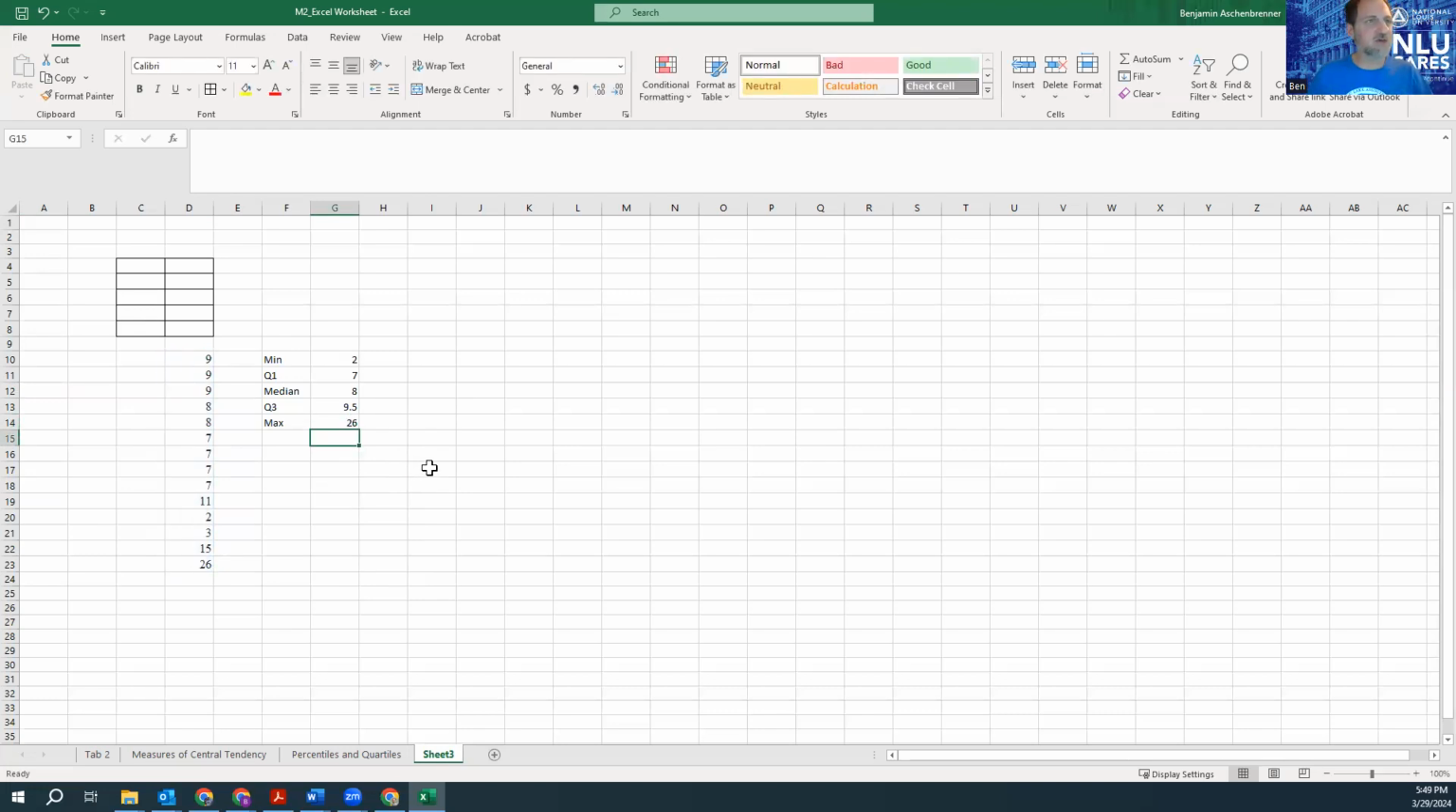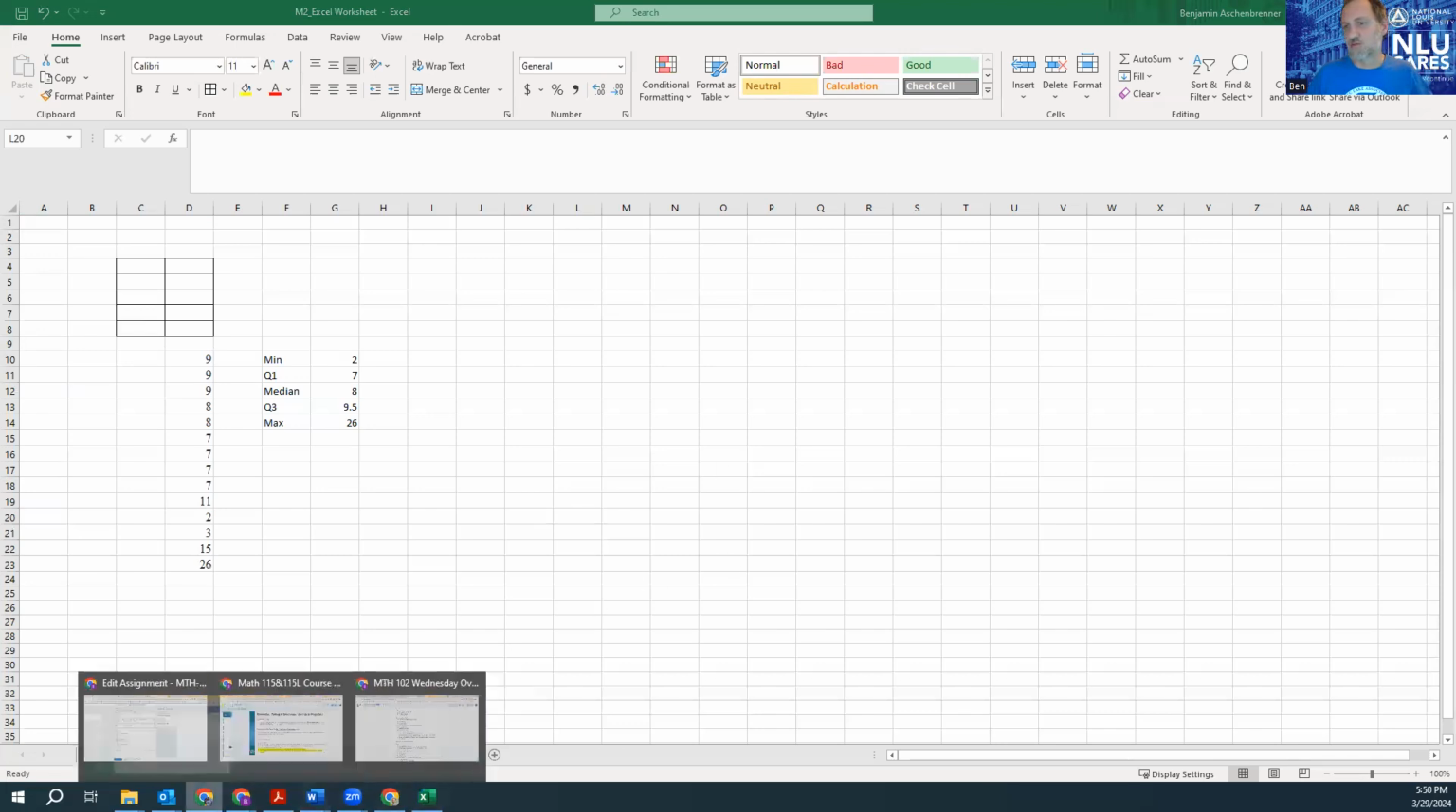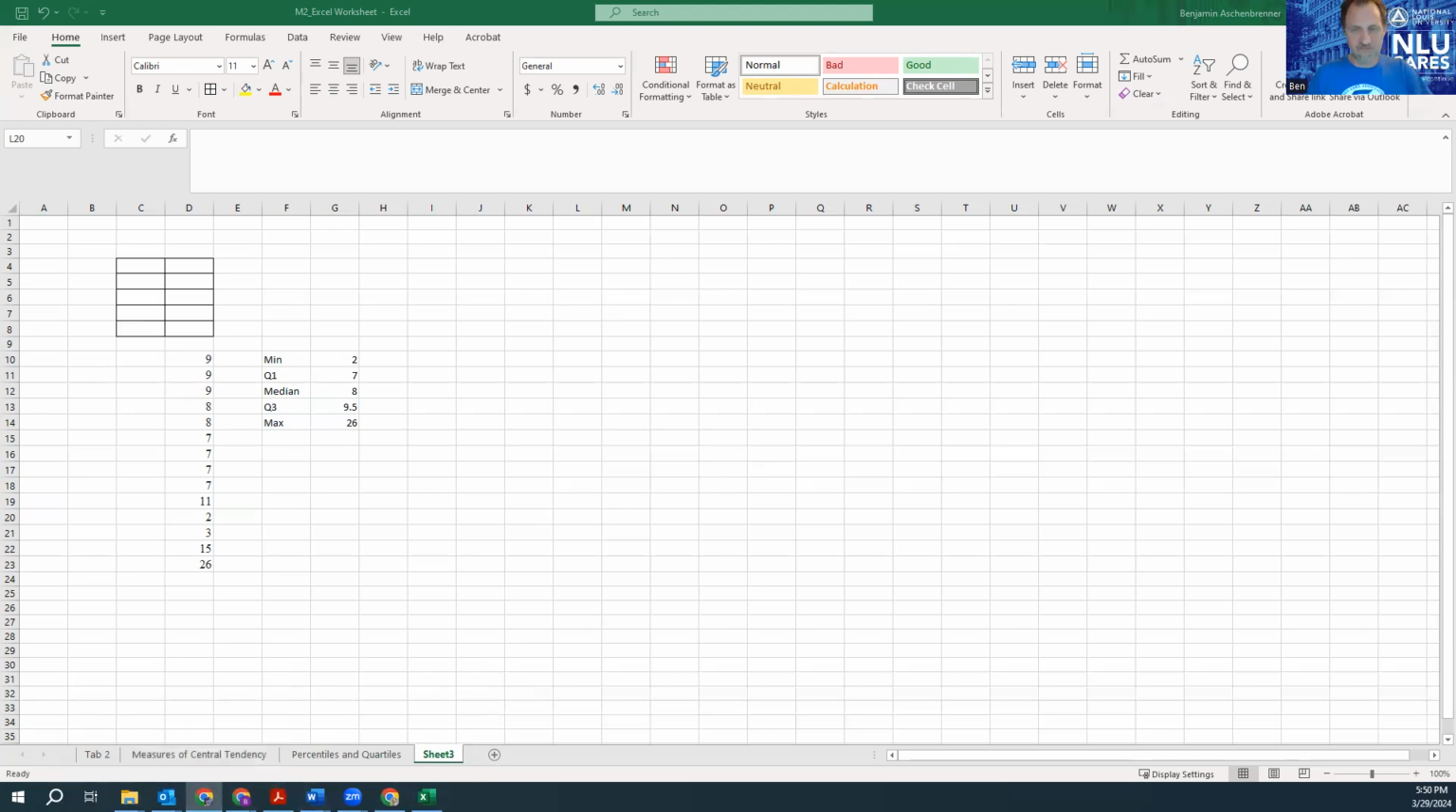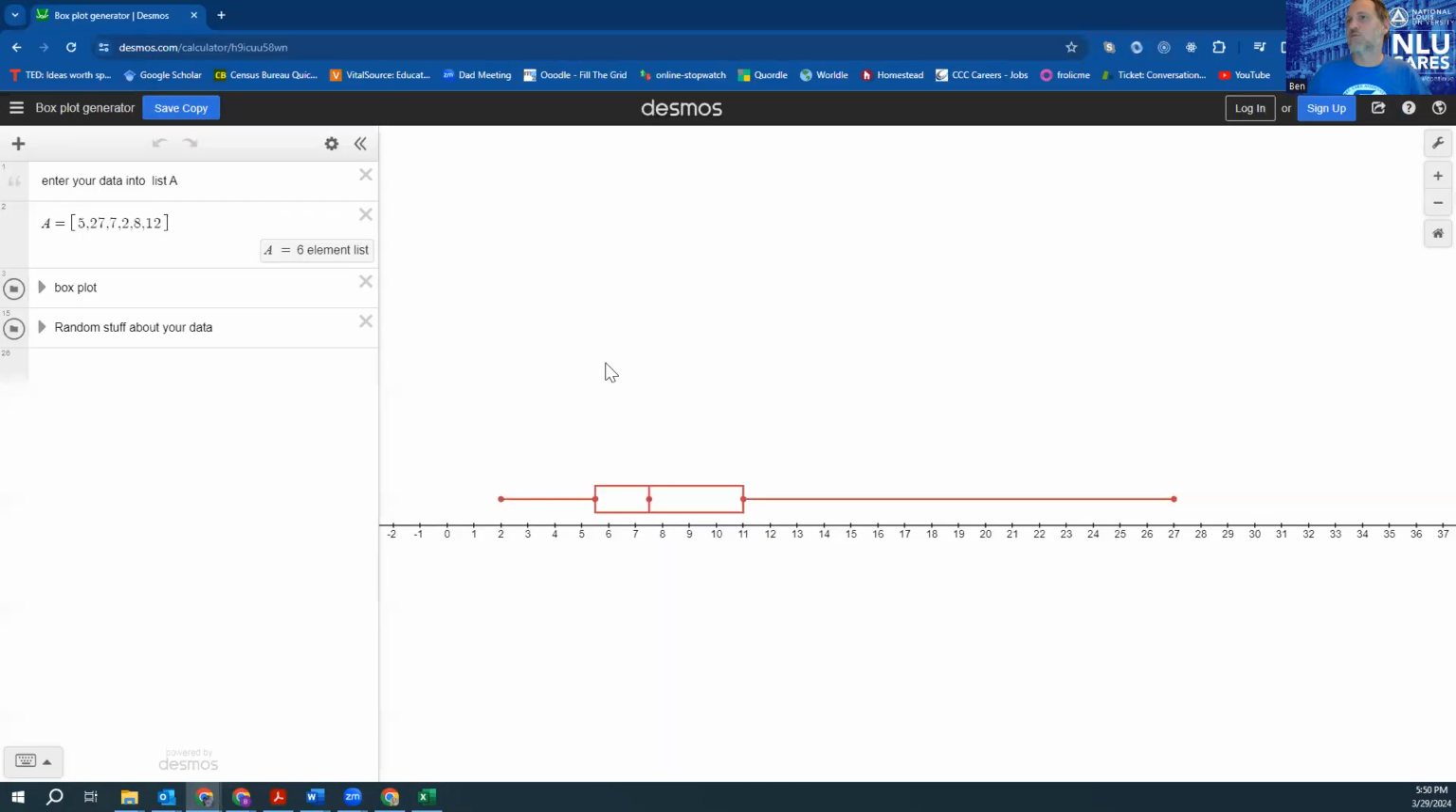And then the next thing you want to do is to actually do a little box plot. Now, you could do this by hand with a little ruler, but come on, we're in the 21st century here. So I gave you a link. I'm going to go ahead and bring it up over here. Okay. So when you click on the link, it'll take you here. You don't have to log in or sign up. It's just the Desmos calculator. And you can see you've got the data there.